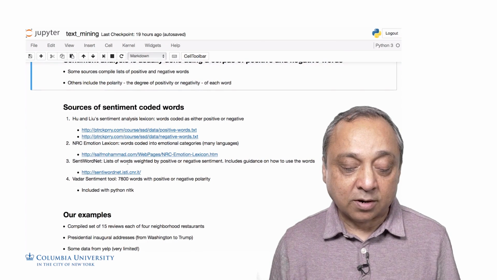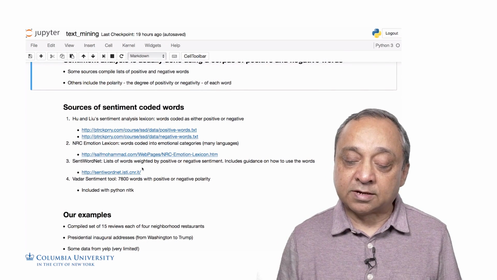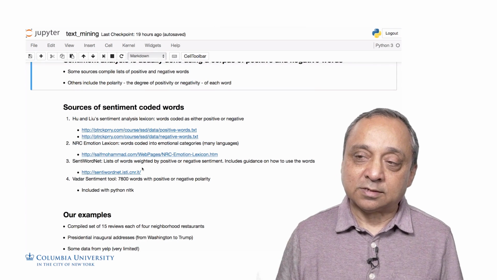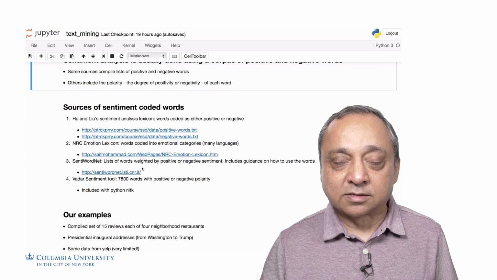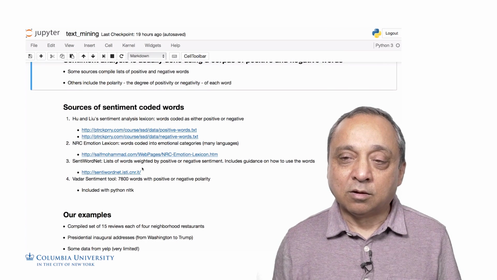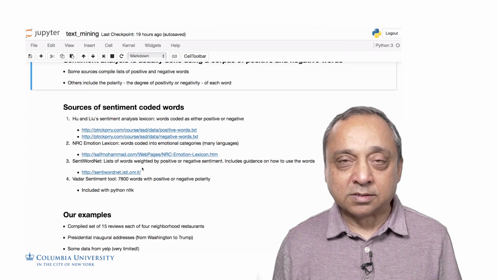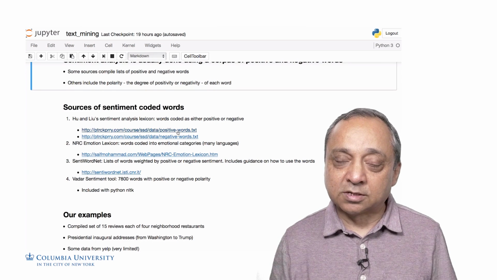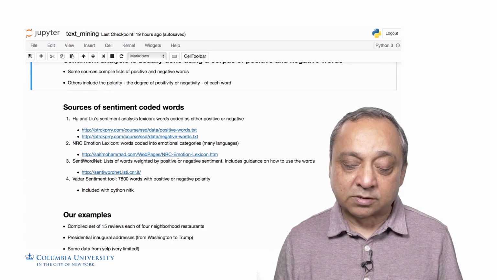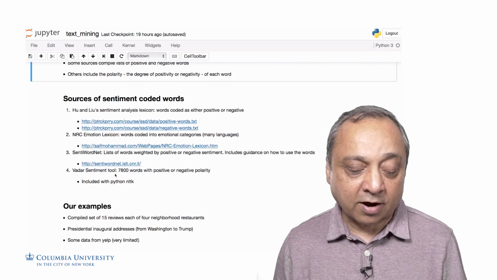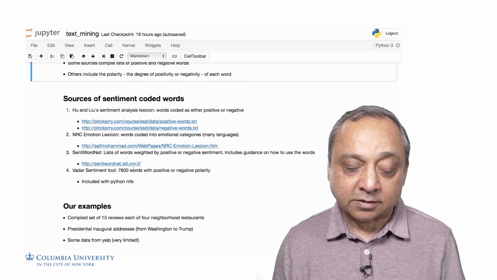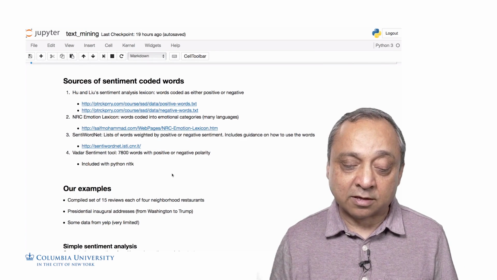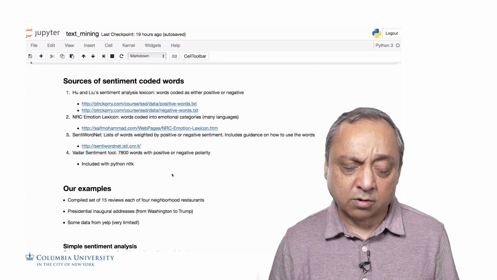There is a SentiWordNet list, which is a list of words weighted by positive and negative sentiment. We're not going to use this one, but it says, for example, excellent is highly positive, so it has, say, a 0.7 rating, whereas good is maybe 0.5 or 0.4, that kind of thing. So positive and negative word lists are just words, with no polarity attached to them. These ones have some polarity. And then there's the VADER sentiment tool, which has 7,800 words with positive or negative polarity. This comes as part of Python NLTK, so we have to download some things for it. We'll do that along the way.